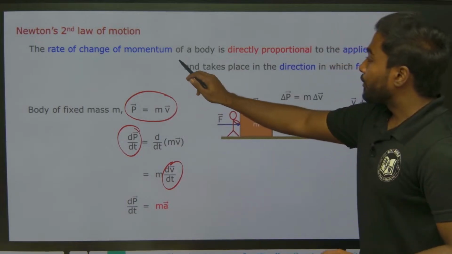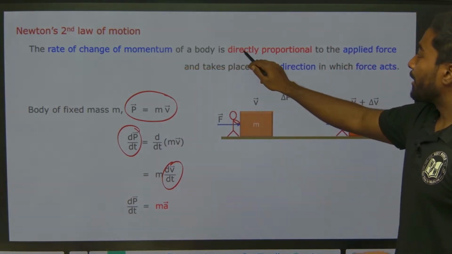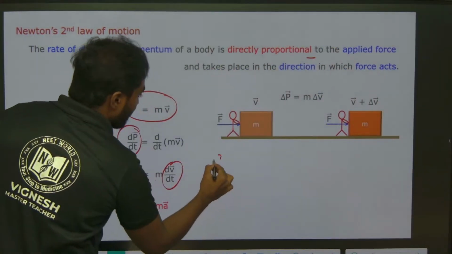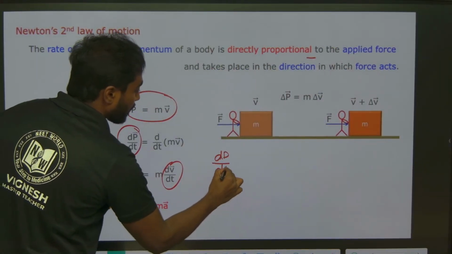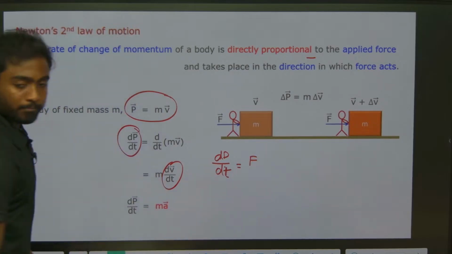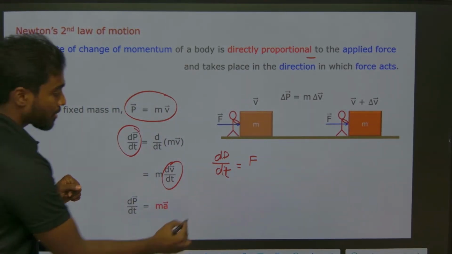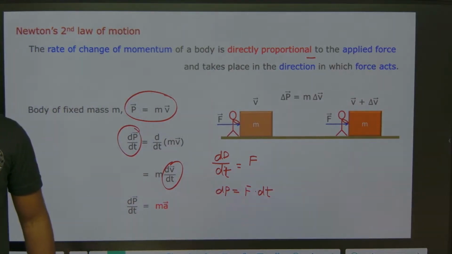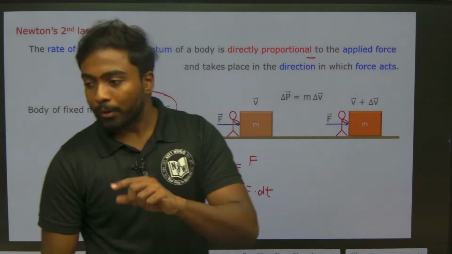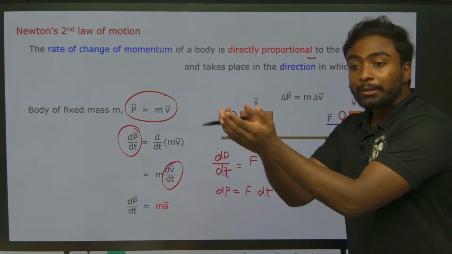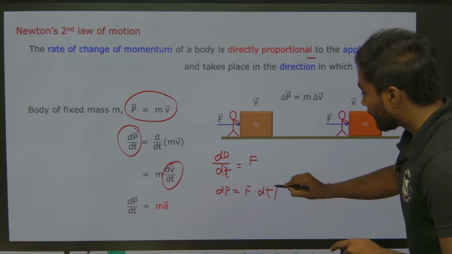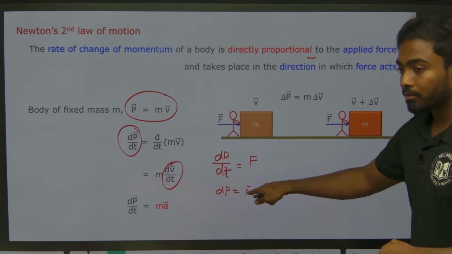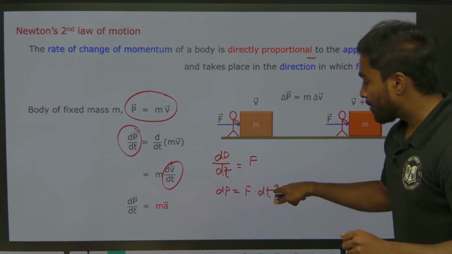And what they have told is, rate of change of momentum of a body is directly proportional to the applied force. So dp by dt will be force, no? Which means dp will be equal to F into dt, no? Yes, no? So we have seen one example, right? Catching a ball by taking a long time. So if time is greater, the force will be less. If time is greater, force will be less.